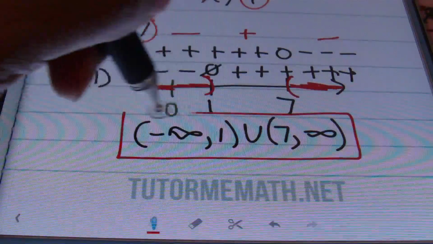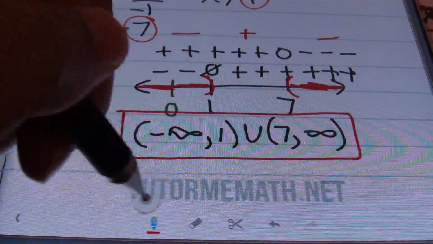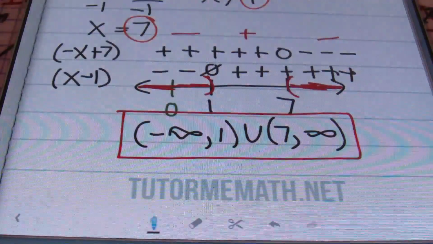All right, here you go. That's my result, ladies and gentlemen. Let's keep it moving.